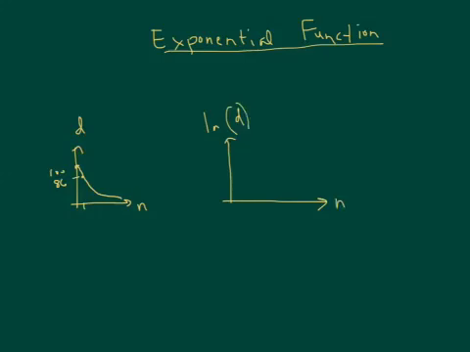Don't change your x-axis. If you get a positive straight line, then you have positive exponential growth. If you get a negative straight line, then you instantly know that you have negative exponential growth.